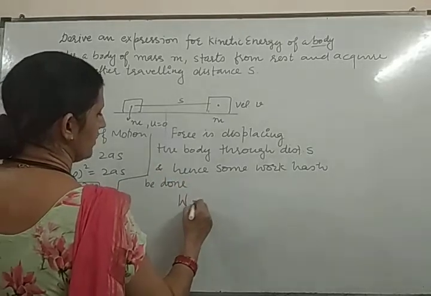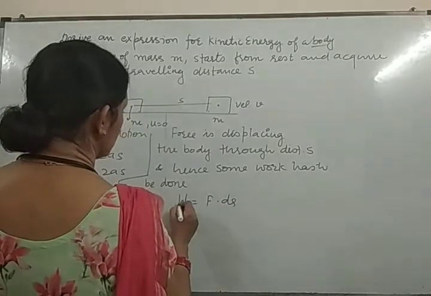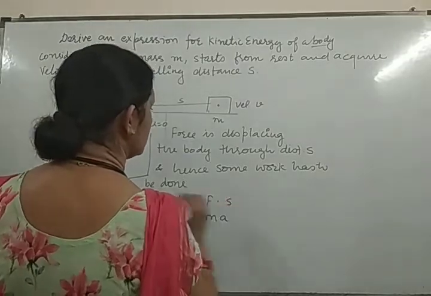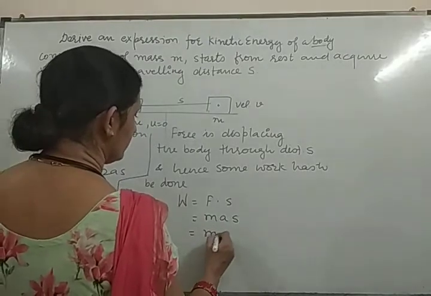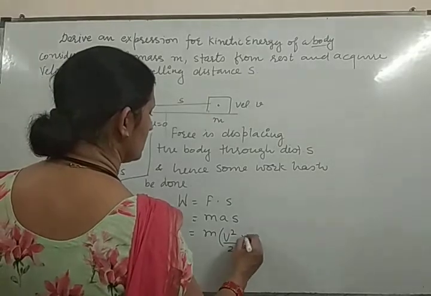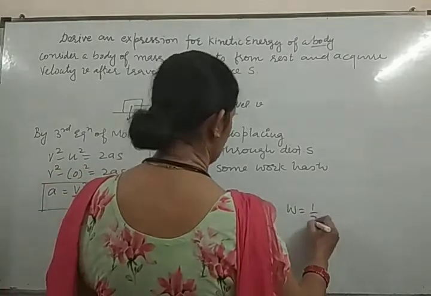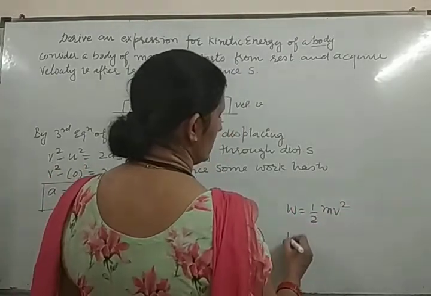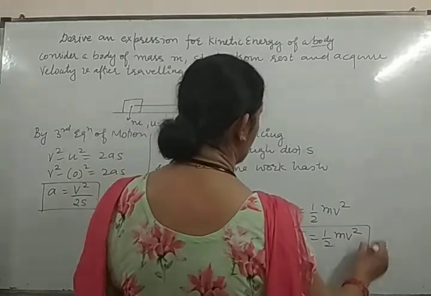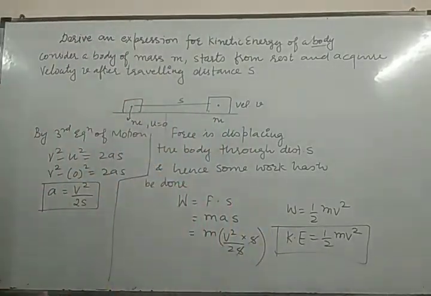This work will be force into displacement. What is the value of this force? This is m into a, into s here. Put the value of a from here. This is v square by 2s into s. S will cancel out and you will have work done is equal to half m v square. This work done is equivalent to kinetic energy. This is the product of mass and square of velocity. This formula you have studied in class 9th. You can note it down.